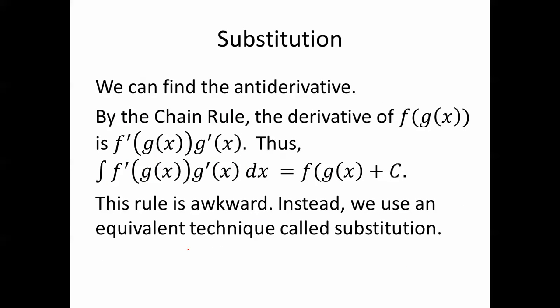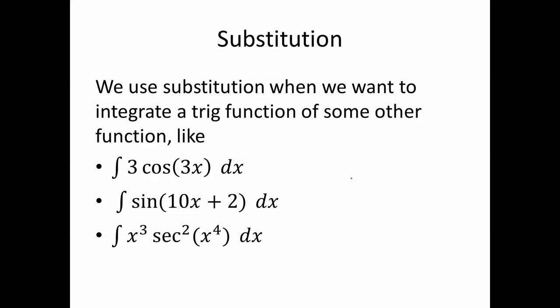We can find the antiderivative. By the chain rule, the derivative of f of g of x is f prime of g of x times g prime of x. Thus, the antiderivative of f prime of g of x, g prime of x dx is f of g of x plus c. This rule is awkward. Instead, we use an equivalent technique called substitution. We use substitution when we want to integrate a trig function of some other function, like 3 cosine 3x, or sine 10x plus 2, or x cubed secant squared x to the fourth.